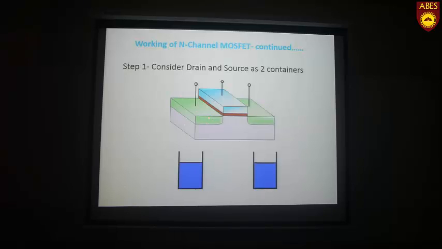Initially we assume that these two green diffused regions, that is the drain and source terminals, are similar to these two water containers. Initially, if we see here, they are separated on this wafer, they are not connected with each other, right? This is the same case as these two beakers.